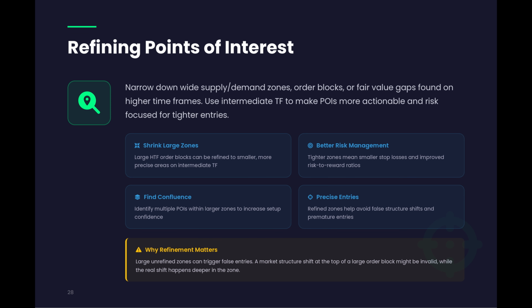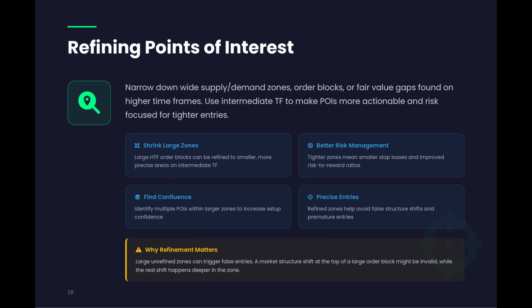This refinement provides several crucial benefits. First, tighter stop losses. If you know the precise area where price should react, you can place your stop loss just beyond that refined zone rather than beyond the entire large zone. This dramatically improves your risk-to-reward ratio. A 20-pip stop versus a 60-pip stop, that difference compounds significantly over dozens of trades.